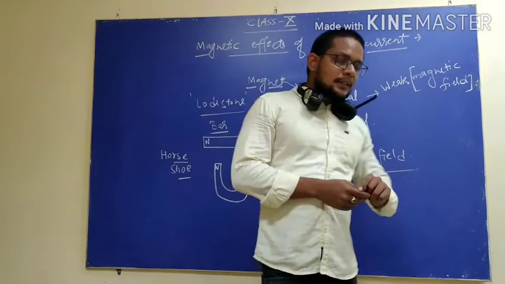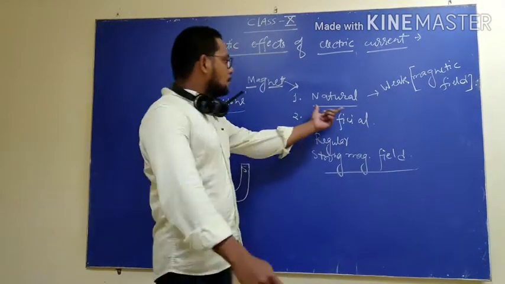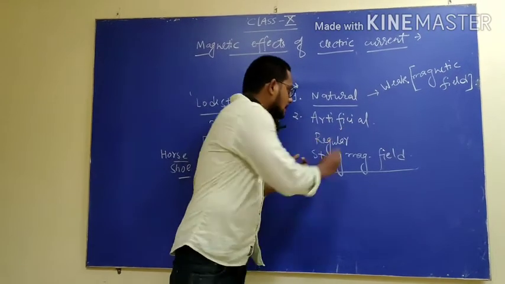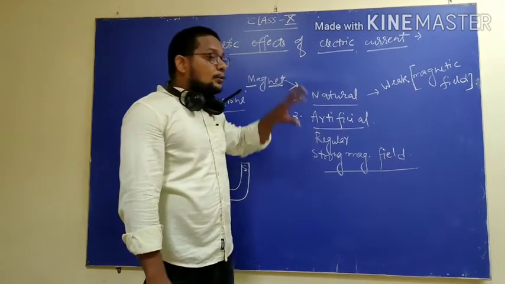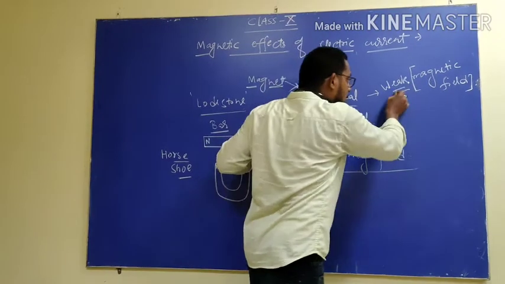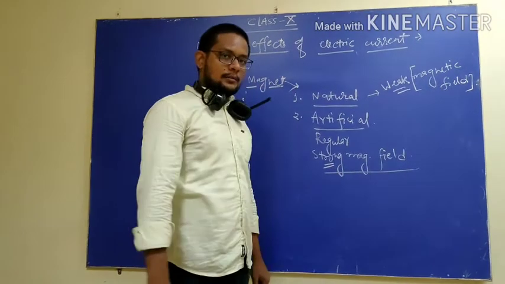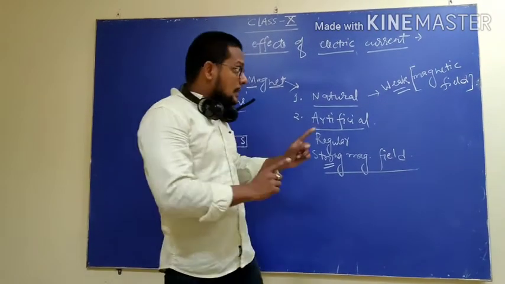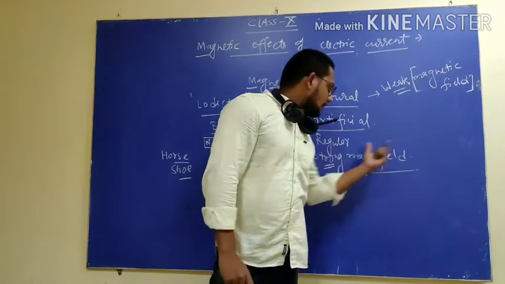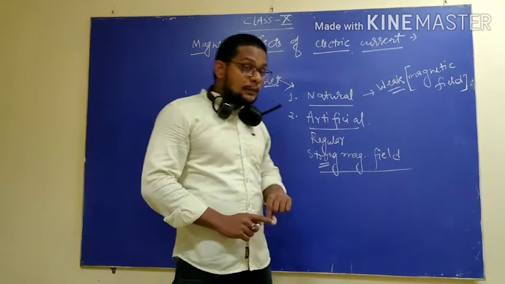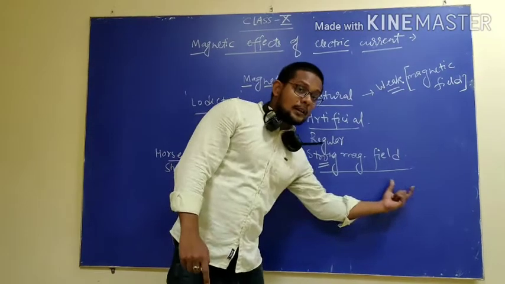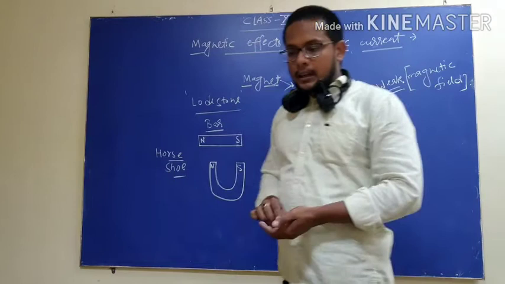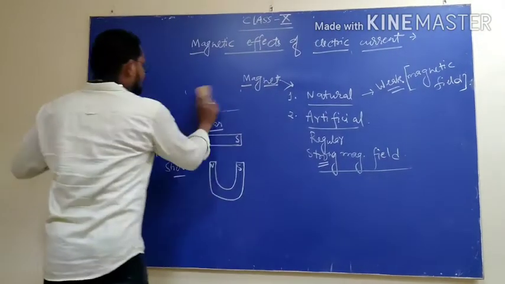So my dear students, we have come to know about magnet, types of magnet, and magnetic field. Now the question arises: if we are saying natural magnets have a weak magnetic field and artificial magnets have a strong magnetic field, how could we explain the terms weak and strong? There is a parameter which will decide this. How can we say this is weak and this is strong? To clarify this, we have to study magnetic field lines.